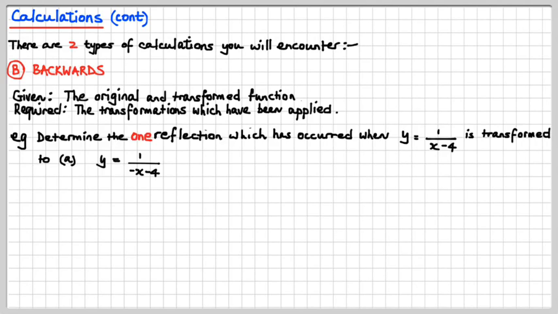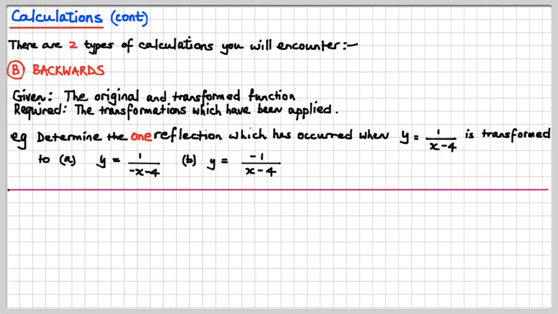Now, determine the one reflection which has occurred when y equals 1 over x minus 4 is transformed to, firstly, y equals 1 over minus x minus 4, and y equals minus 1 over x minus 4. Okay, that's good. Now, the way I do this is I put them in what I call equivalent form, but I'll just show you. That's the original equation. That is the transformed equation with dashes put as little superscripts for the y and the x, so that's y dash and x dash now.